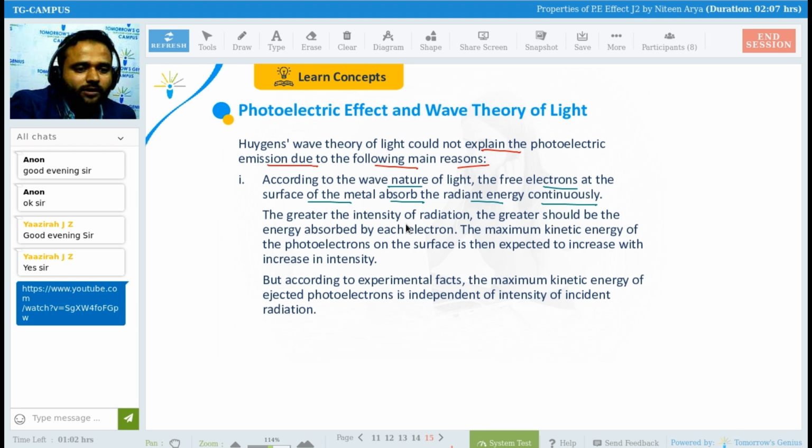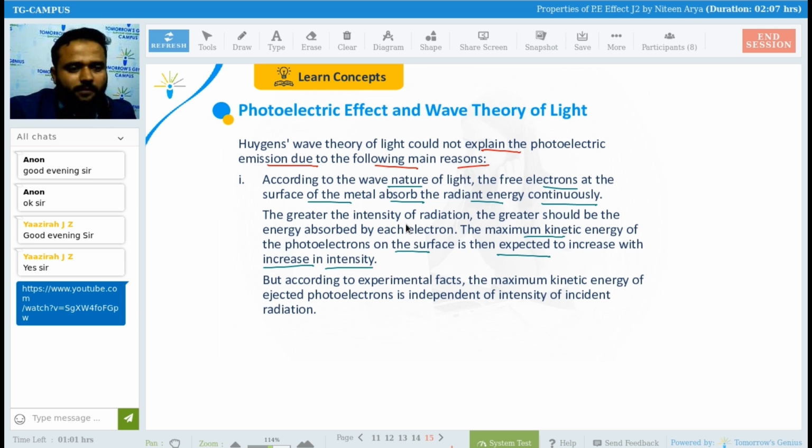So the emission of photoelectrons is not going to happen. Why so? Because the wave theory tells only of the transfer of energy, and that energy is not utilized in this form. The greater the intensity of radiation, the greater should be the energy absorbed by each electron. The maximum kinetic energy of photoelectrons is then expected to increase with increase in intensity.